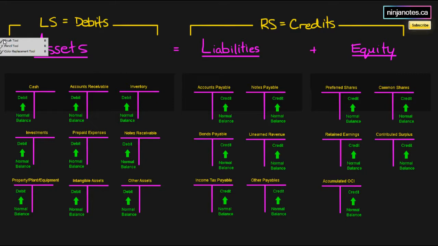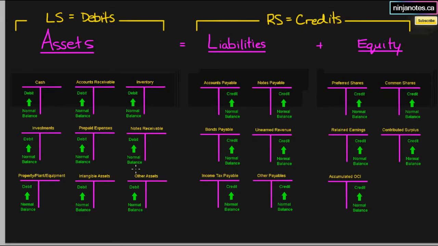And you're going to see this term normal balance come up frequently. I actually put it under every single account. What does the term normal balance mean? Well, for each of these accounts we can either debit or credit them. What normal balance means is that in order to increase the balance of an account, we will either have to debit or credit it. And whether we increase an account using a debit or a credit is going to be known as the normal balance.